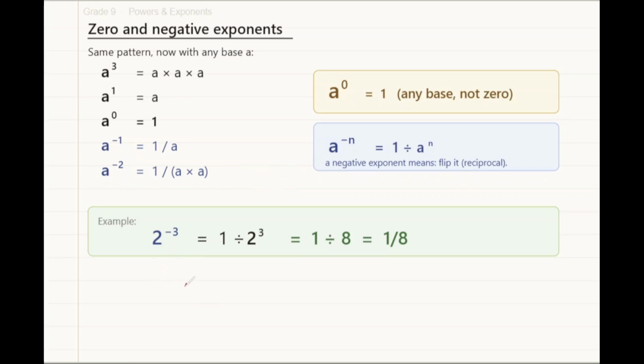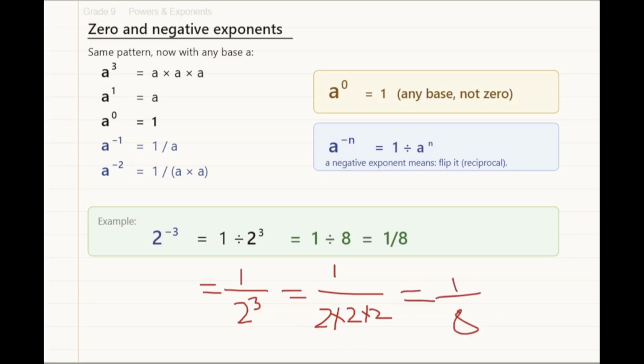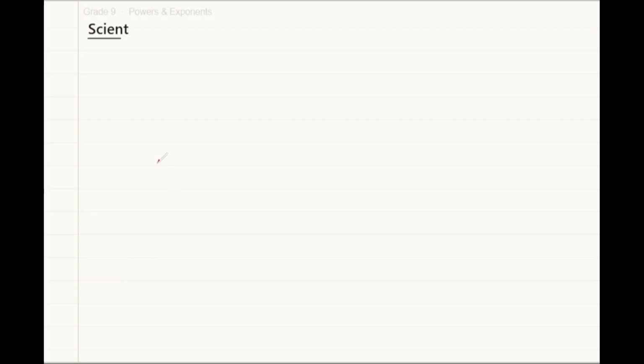Let's see an example. 2 to the power negative 3. If you flip it, let's write it like this. When you flip it, it becomes 1 over 2 to the power 3, which is 2 times 2 times 2, which is equal to 1 by 8. Nice and clean, right? Now let us look at the scientific notation.